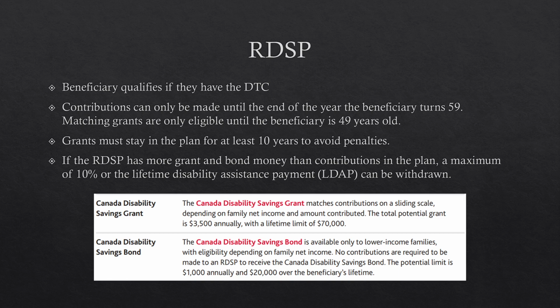And then there's the Canada Disability Savings Bond. So the potential limit for that is $1,000 annually and $20,000 over the beneficiary's lifetime.